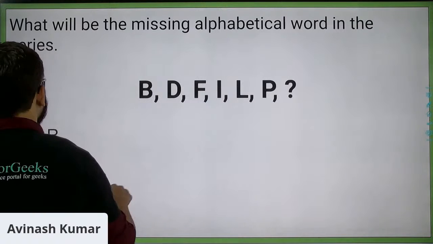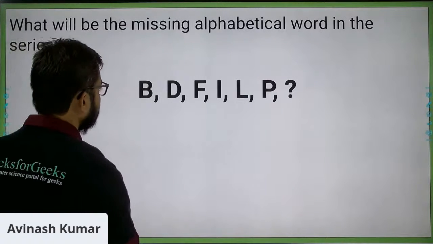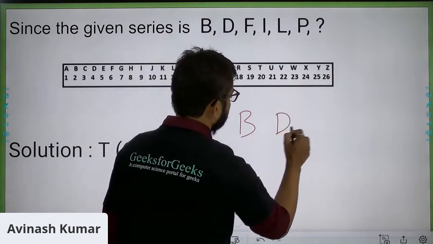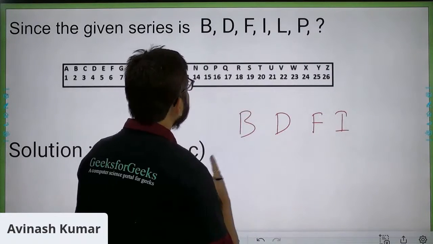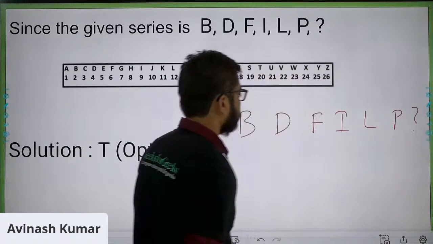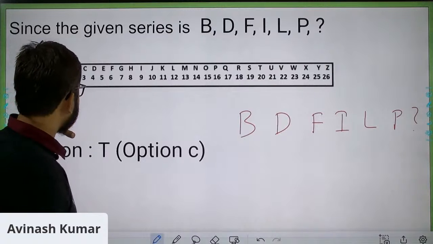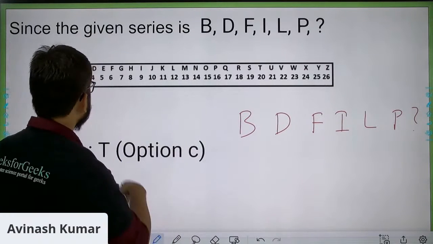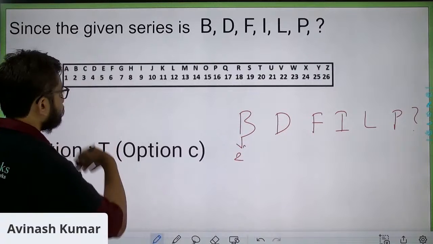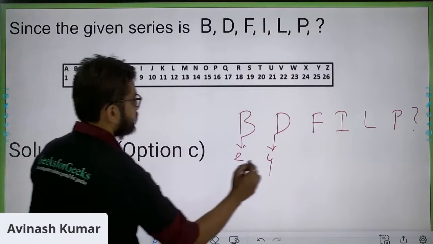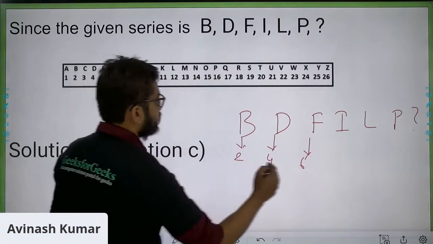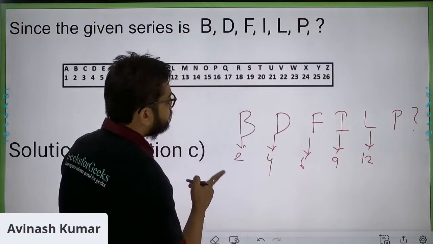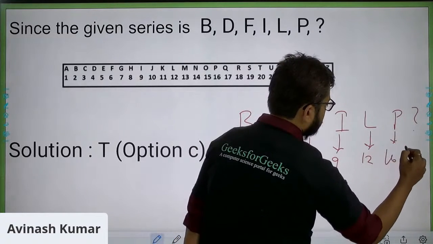Now let's look at the question: B D F I L P, and then we have to find the next one. See the place values: A to Z is 1 to 26. Now I'll write the place value of these letters. B is 2, D is 4, F is 6, I is 9, L is 12, P is 16. Then we have to find the next one.